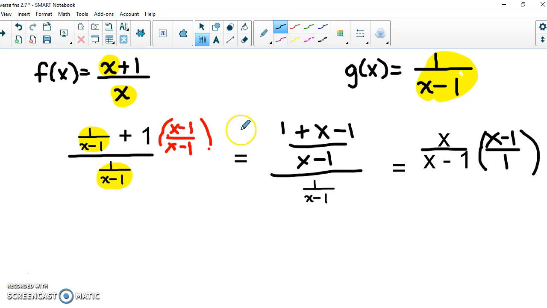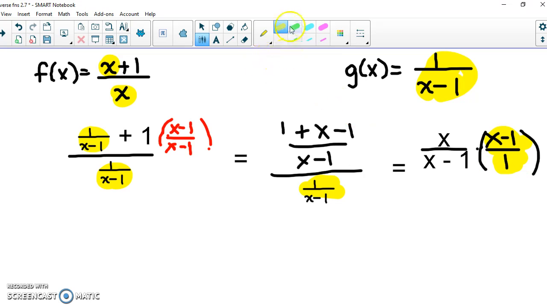All right, so here, I still had to divide by 1 over x minus 1. What I do instead is I multiply by the reciprocal. So, here I have divided by 1 over x minus 1. Here I have multiply by x minus 1 over 1, right? That's the same thing, multiplying by the reciprocal.